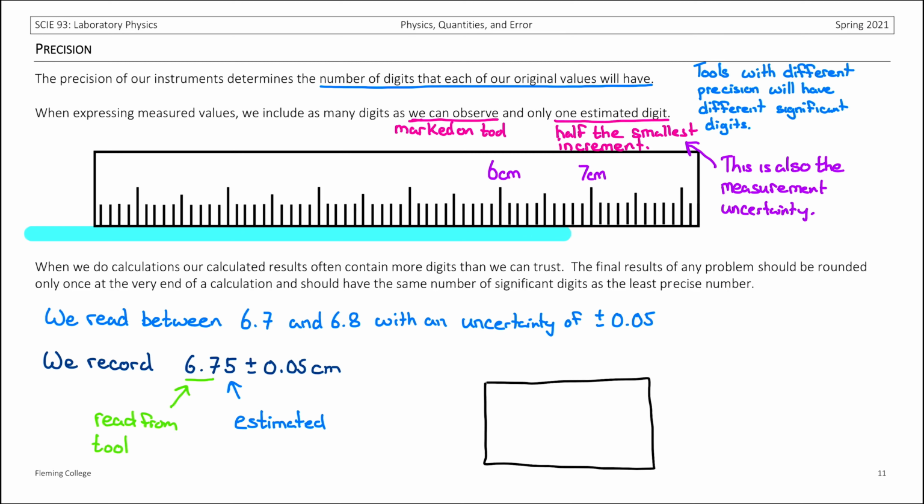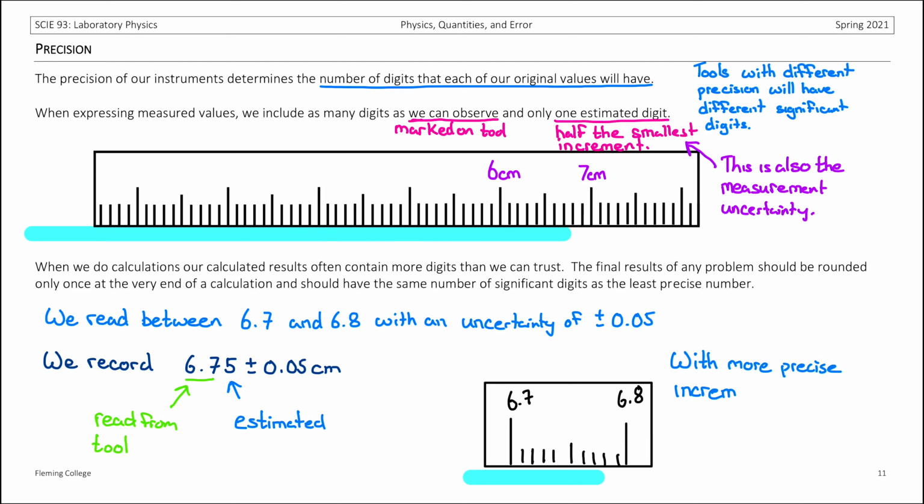Let's zoom in on another version of this tool. If this tool had more precise increments, we could provide a more precise reading, meaning more significant digits. So if we included 1/10 of a millimeter on the tool and looked closer, we could see that this line would measure 6.77, read directly from it, and estimated to be half an increment, so 6.775 plus or minus 0.005 centimeters.